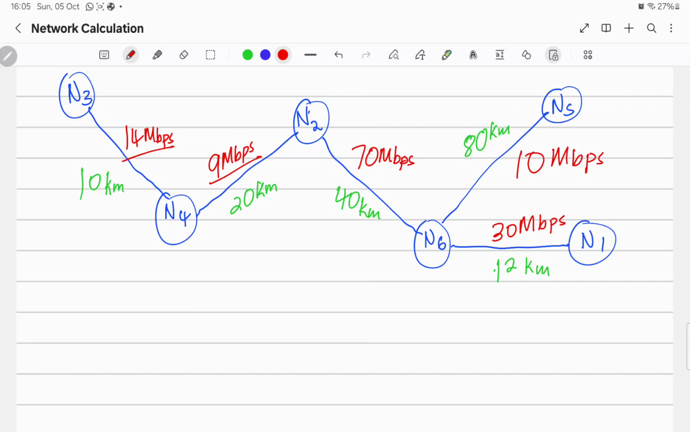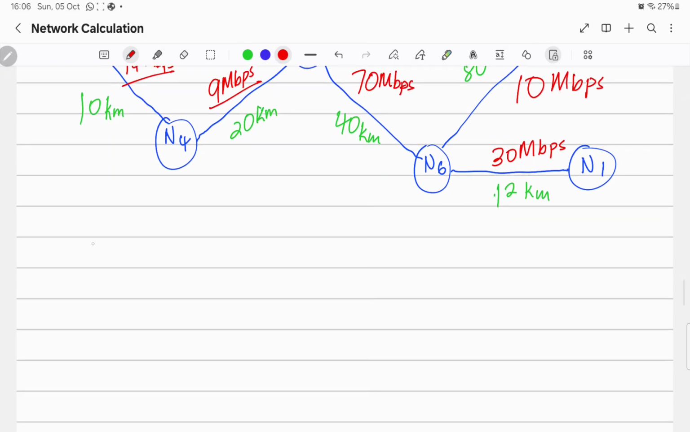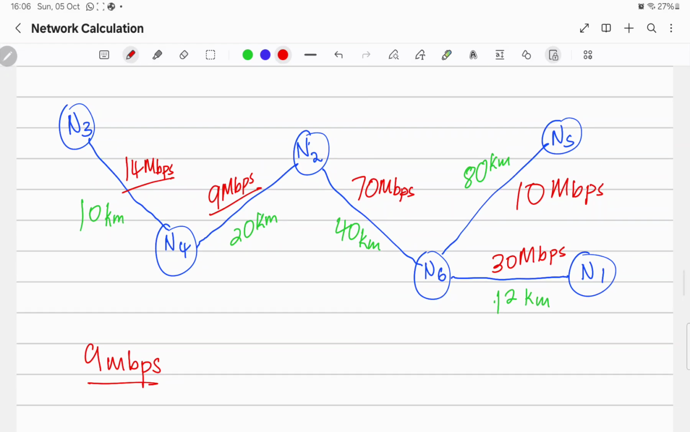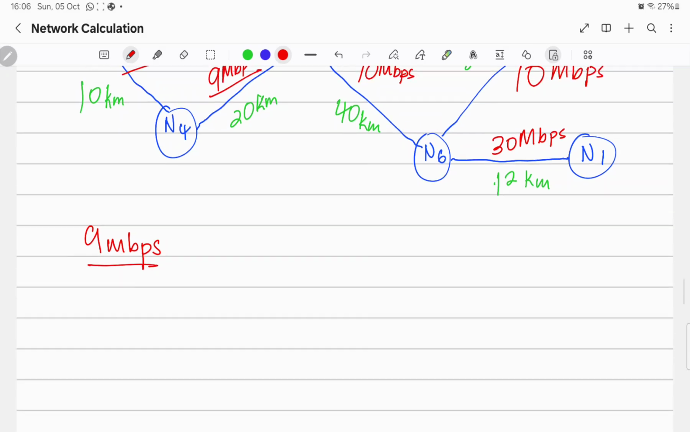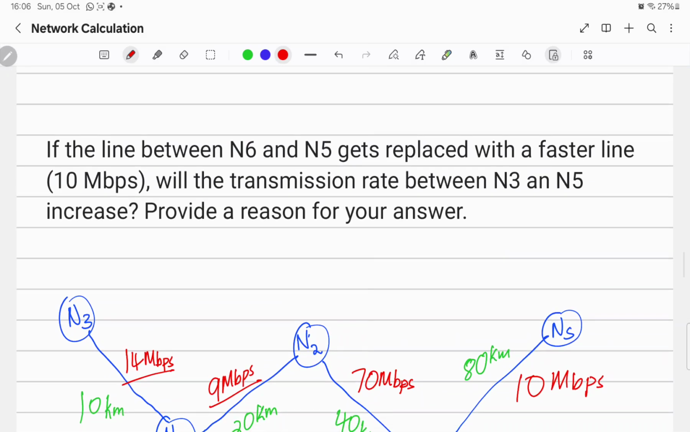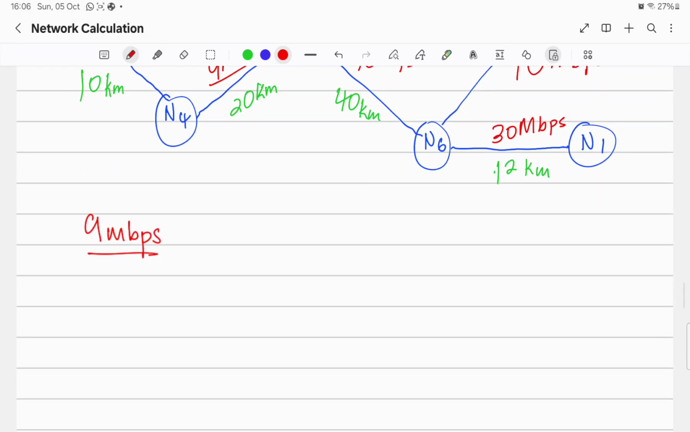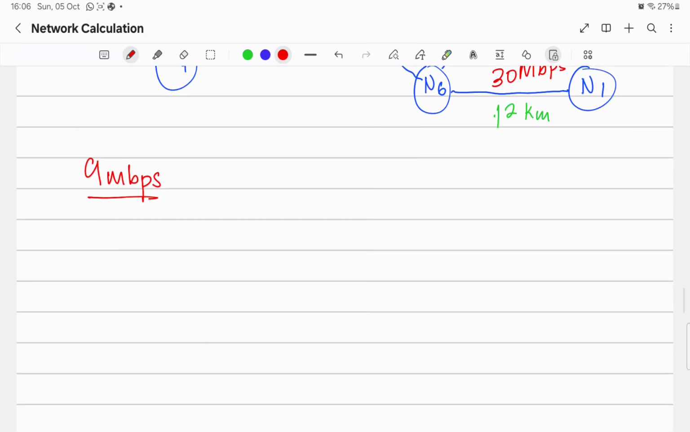We compare 9 and 17. 9 is still our bottleneck, and then 9 and 10. 9 is our bottleneck. So now our bottleneck becomes 9. It's no longer 7. Our bottleneck becomes 9 because we're still focusing on the same route from N3 to N5. So our bottleneck is 9 megabits per second. Remember, in the beginning we had 7 megabits per second as our bottleneck. Now we have 9 megabits per second.